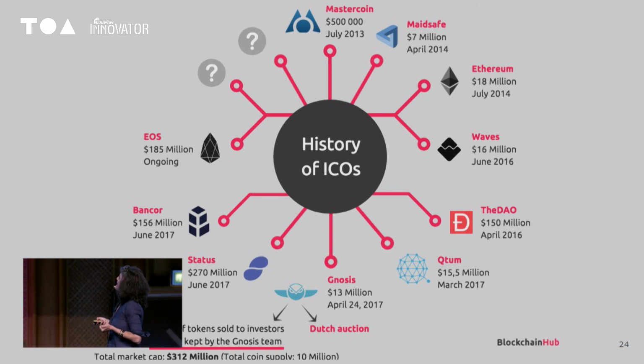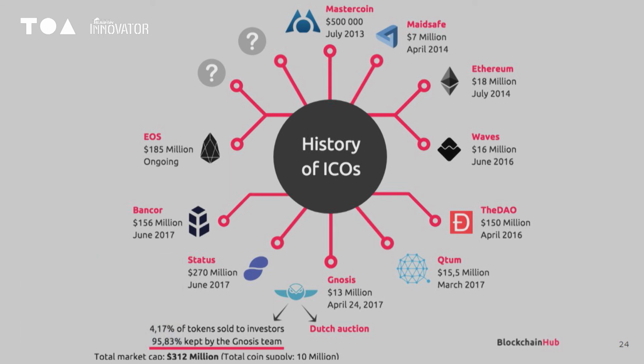And this year we're looking at Status, Bancor, 185 million ongoing, 270 million for Status a few weeks ago. And if you look at Gnosis, I would like to go into this example before we have to stop. Gnosis raised 13 million only. But because of the way their ICO was designed, they raised these 13 million based on only 4.17% of the tokens. And they kept more than 95% of the tokens, which means that their total market valuation on that day was 312 million. Which also means that basically the team holding these 95% plus, they're kind of a central bank.